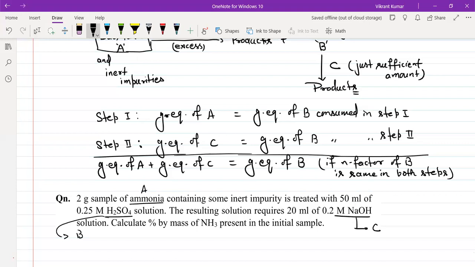Now H2SO4 without giving any reaction, इसका N factor in acid base reaction is 2. है ना. तो एक लाइन में सॉल्यूशन लिखेंगे. फिर ग्राम इक्विवेलेंट्स ऑफ A प्लस ग्राम इक्विवेलेंट्स ऑफ C will be equal to ग्राम इक्विवेलेंट्स ऑफ B. लिख लो फटाफट बताओ.